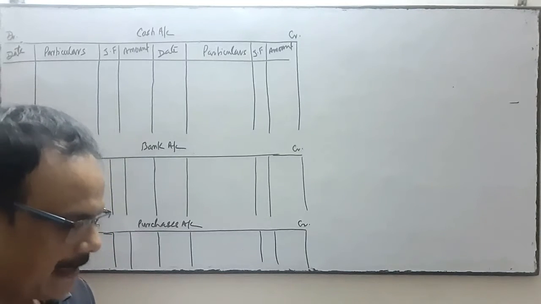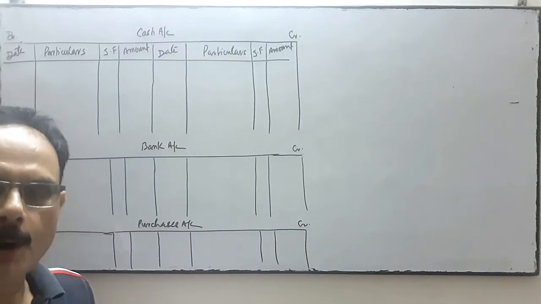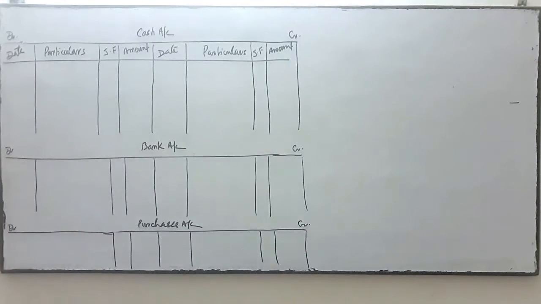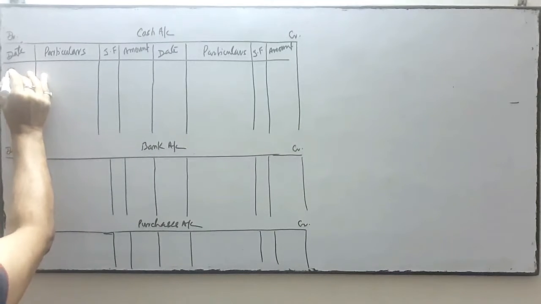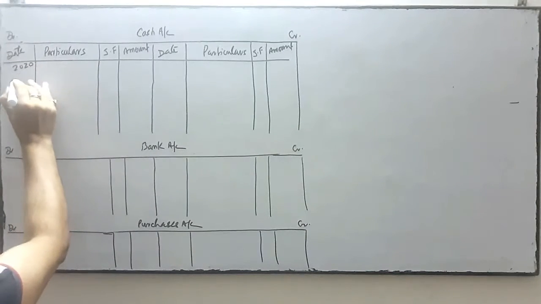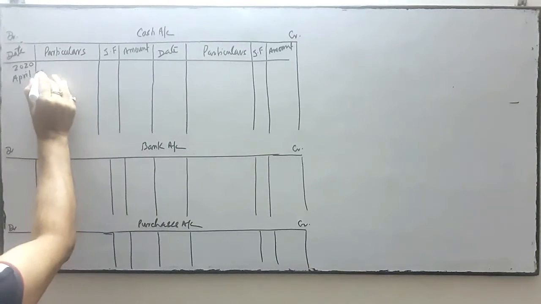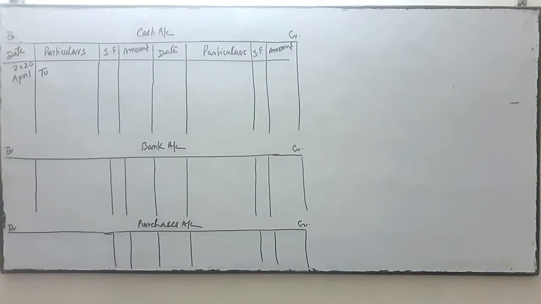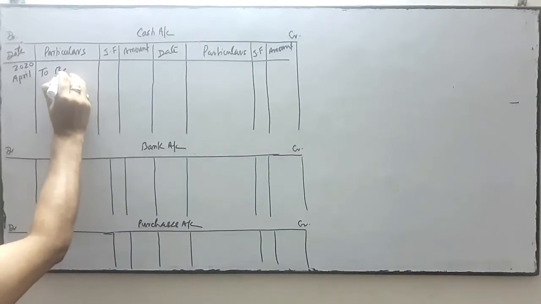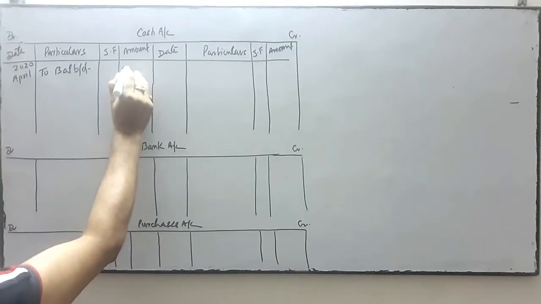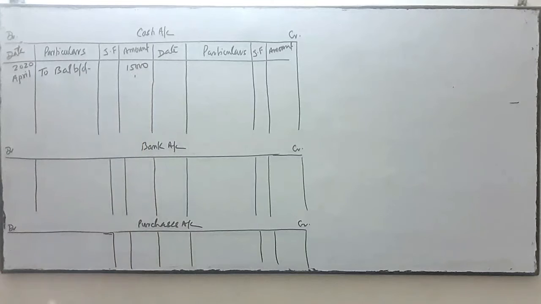The first transaction is called the opening entry. In this opening entry, cash account is debit. So in the cash account, on the debit side, we will write year 2020, date April 1st. This entry is called the opening entry, and the opening entry information we will write like this. On the debit side we will write "To balance brought down." This is the balance of the last year. So the cash balance of the last year is 15,000. Similarly, the bank balance is also given in the first entry, April 1st.